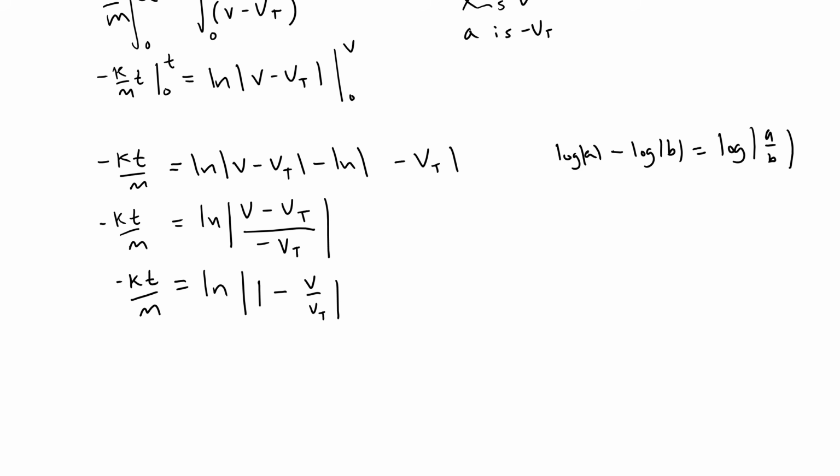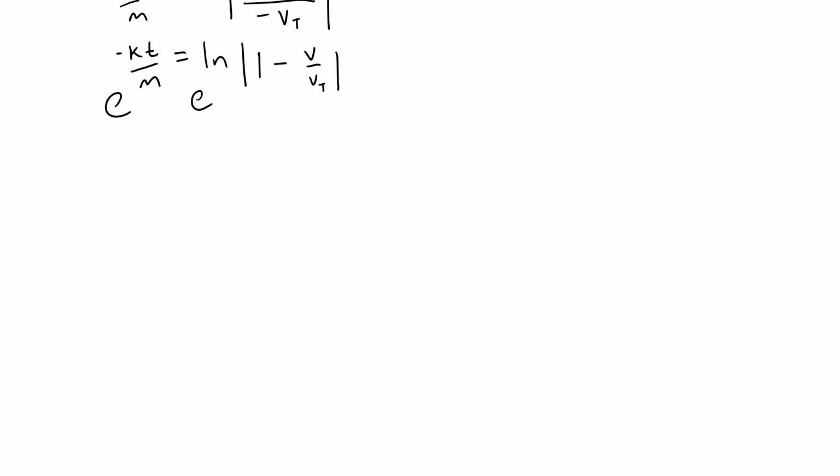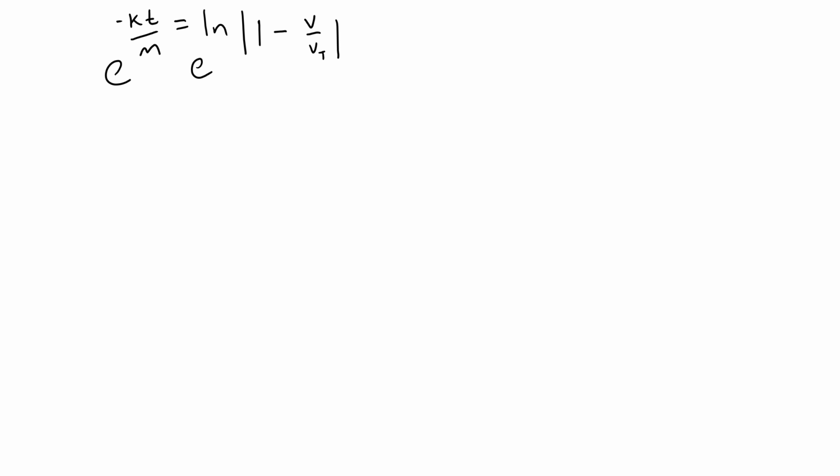Well, we want to get v, and it's inside of this natural logarithm. So what we have to do is raise both sides to the power of e. When I raise both sides to the power of e, I'm going to get e to the negative kt over m is equal to 1 minus v over vt. Pretty simple and straightforward. Okay, we still have to solve for v. How do we do that?